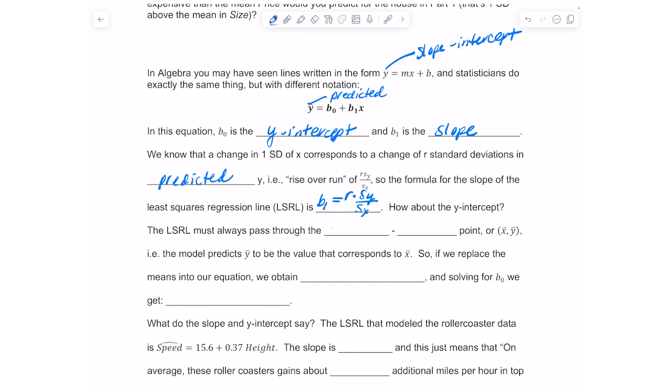So one important fact here is that the least squares regression line must always pass through what's called the mean point. In other words, it has to pass through x bar, y bar. The model predicts y bar to be the value that corresponds to x bar. So if we replace the means into our equation, we obtain y bar equals b0 plus b1 times x bar. And if I solve for b0, we get b0 equals y bar minus b1 x bar. That's just subtracting b1 x bar from both sides.